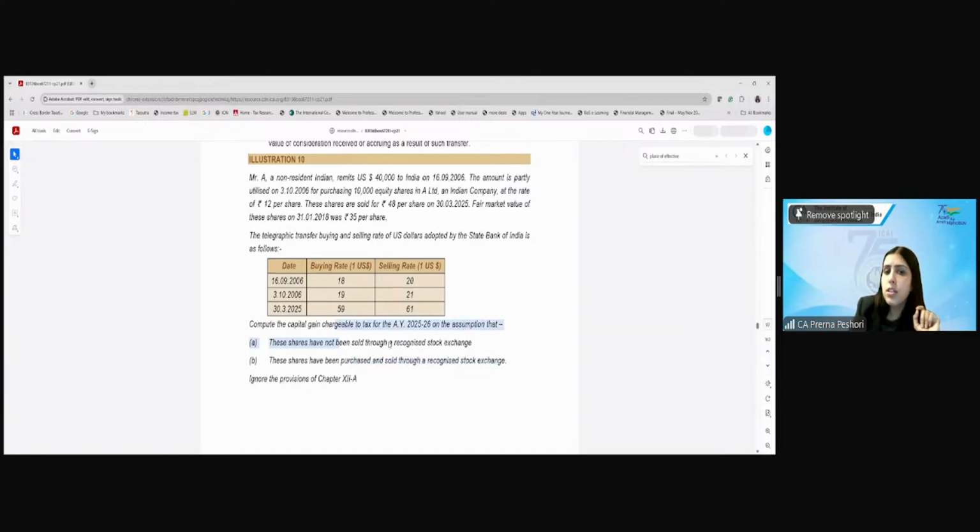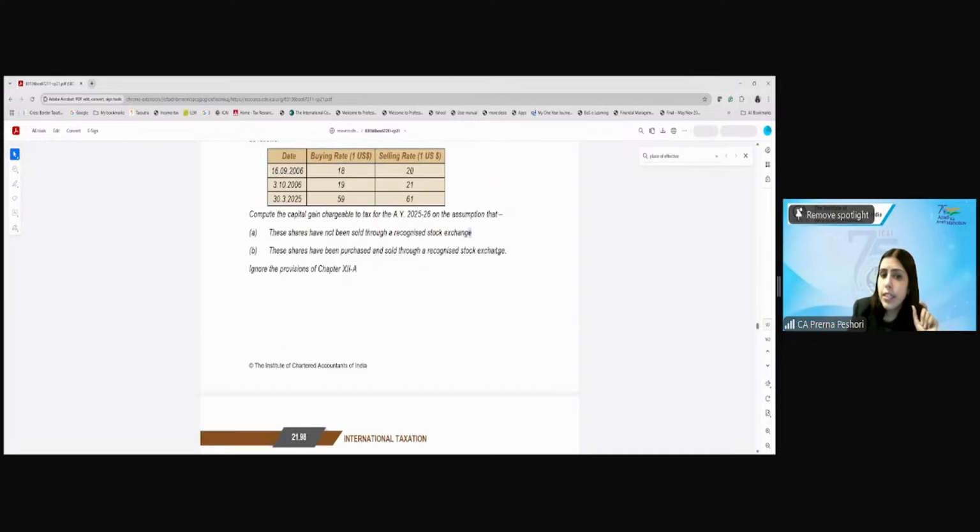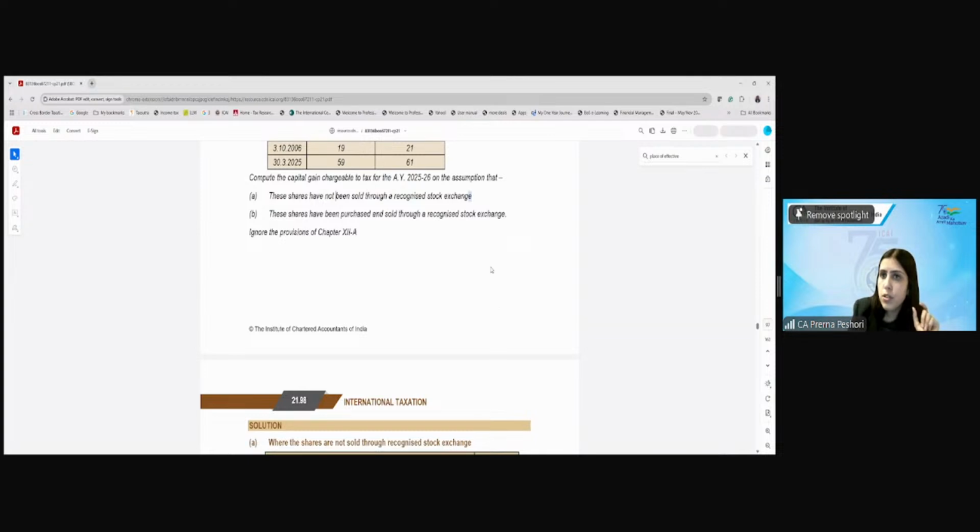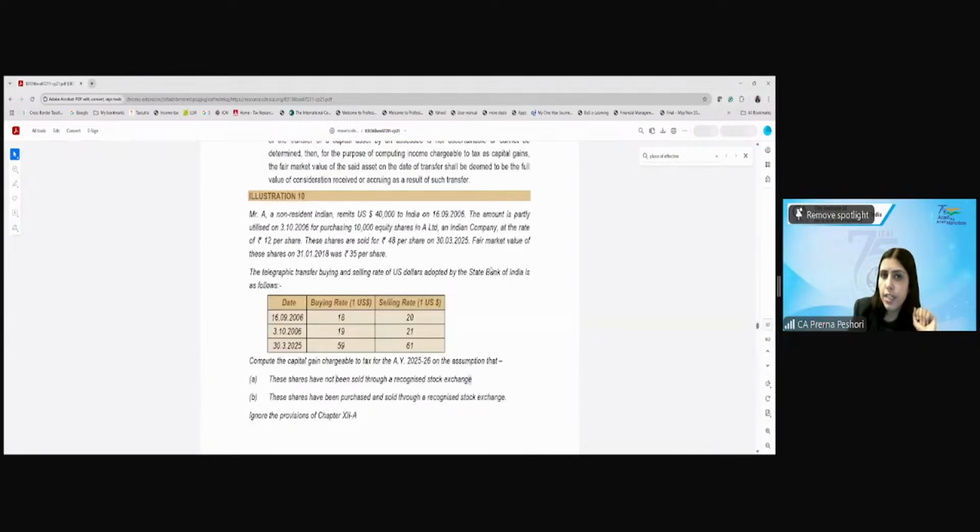So first we are going to consider the case where they are not sold through a recognized stock exchange. First, we will consider the computation of the capital gain if they are not sold through the recognized stock exchange. So here, what is the sale value that I have? These are sold for 48, right? How many shares are there?